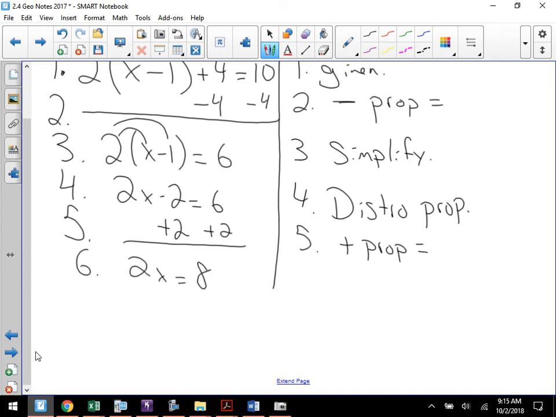What did I do there? Very good. Is it okay to have the same reason multiple times? Yes, it is. There are no set number of steps for any of these that you can wind up with. It's just a matter of working it through. And then lastly, we have to divide. We have to show it.